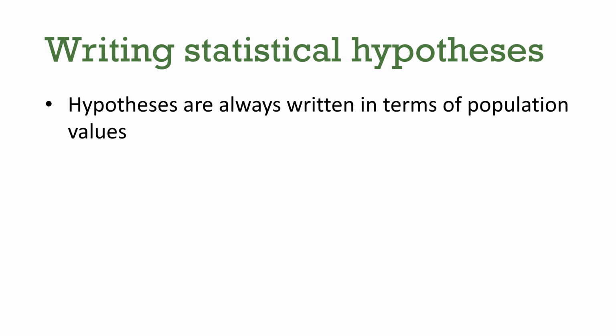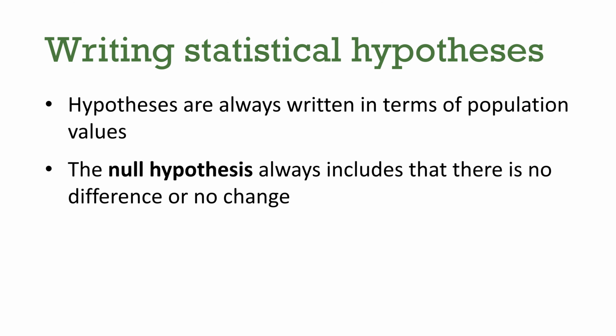First, hypotheses are always written in terms of population values. If you're using symbols, you would use the Greek symbols that represent population parameters. For example, a mean would be symbolized as the Greek letter mu. The null hypothesis always includes that there is no difference or no change. The word null means nothing or zero. This is often denoted as a capital H with a subscript 0. In terms of symbols, this could include an equals to sign.